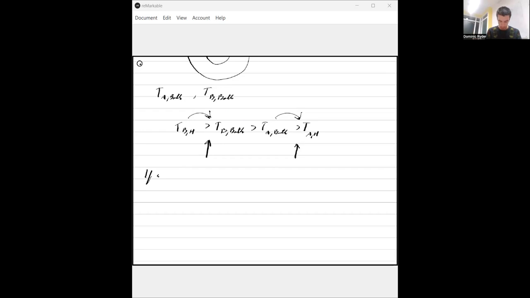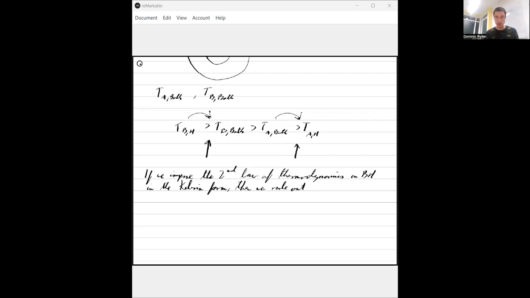And so if we impose the second law of thermodynamics on black holes, in the I think it's the Kelvin form, someone correct me if I'm wrong, then we rule out two different possibilities. So possibilities where we have two different speed limits for two different types of particles.